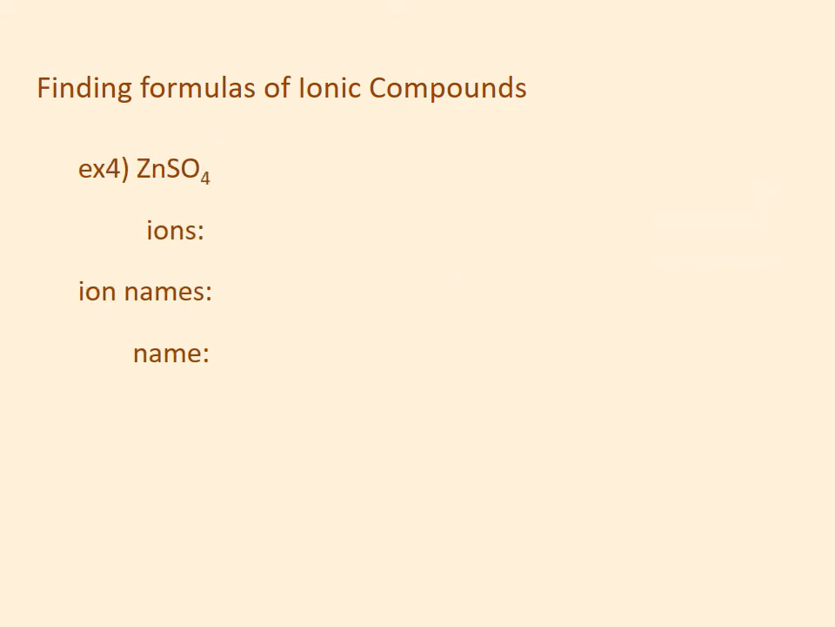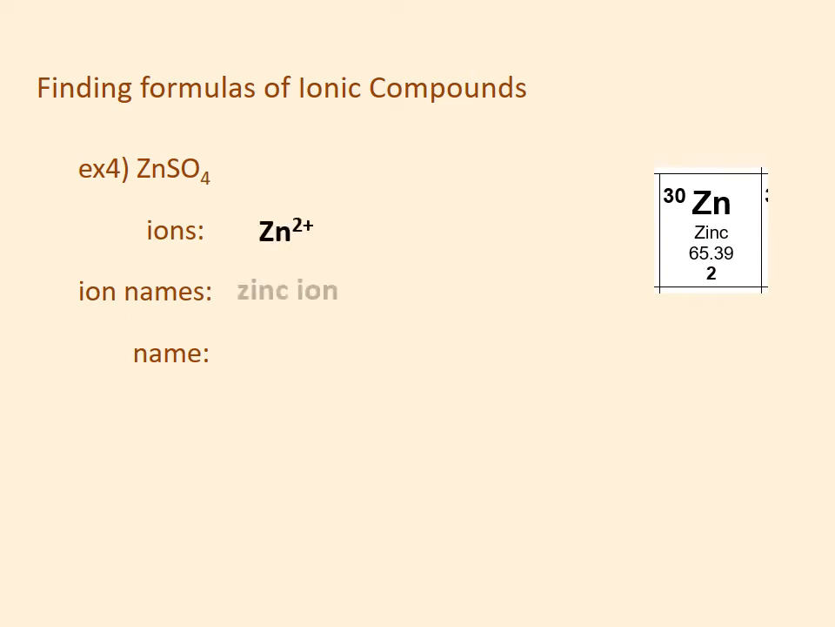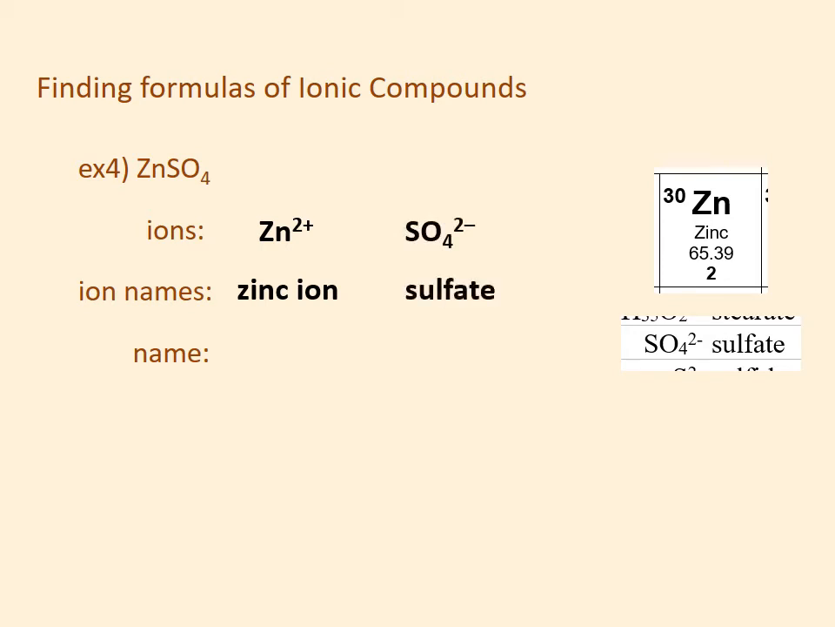Example 4, ZnSO4. I start by looking up Zn on my periodic table. I see it's zinc. It takes a +2 charge, and we call it zinc ion. I have SO4 on the back end. I look that up on the periodic table. I see it takes a -2 charge, and it's called sulfate. So when it comes together, we call it zinc sulfate.